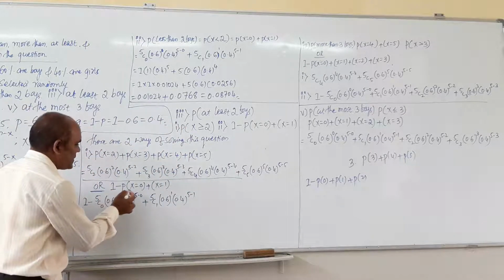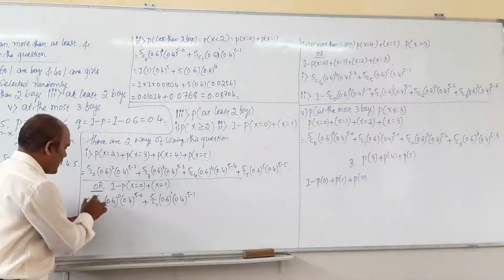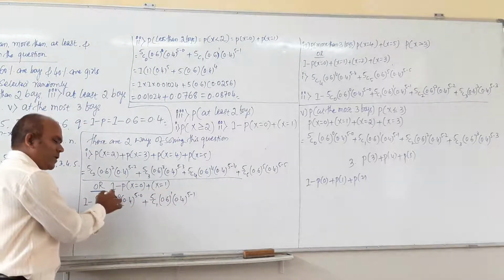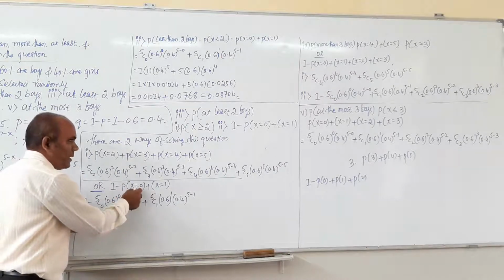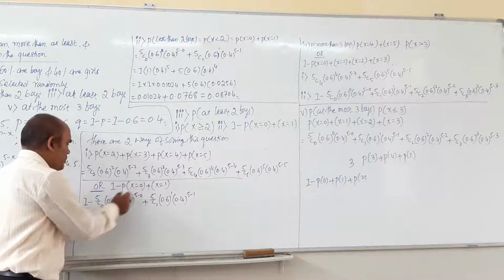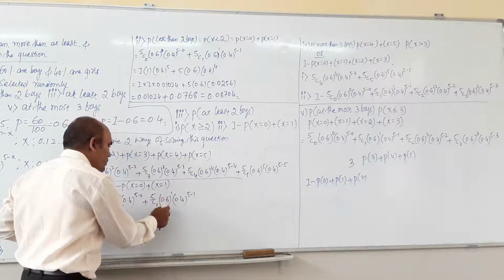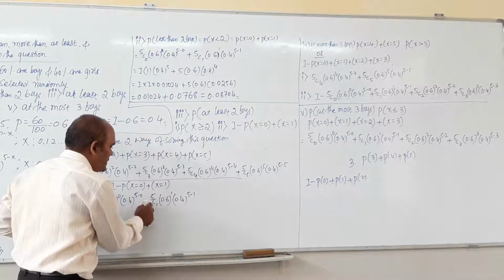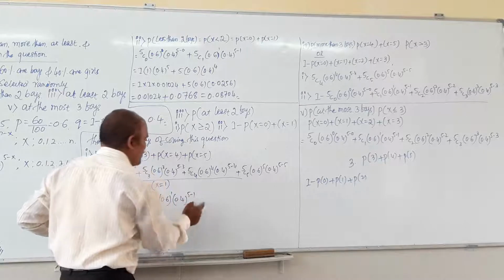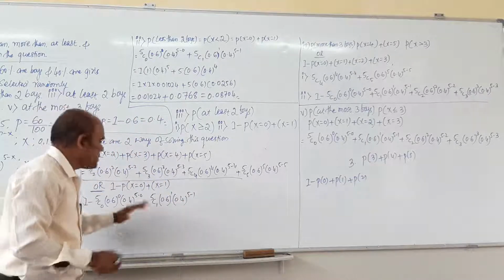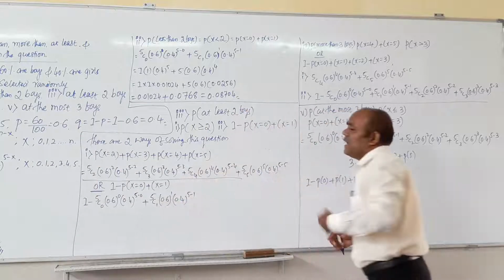That is, 1 minus. When x equals 0, then x equals 1. Then 1 minus 5c0, 0.6 raised to 0, 0.4 raised to 5 minus 0. First we put x equal to 0 in the formula. Then second, x equal to 1. We put x equal to 1 in the formula. So 5c1, 0.6 raised to 1, 0.4 raised to 5 minus 1. After simplifying this, you will get the answer. This is when they ask at least.